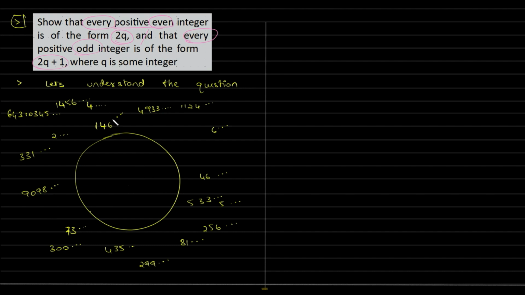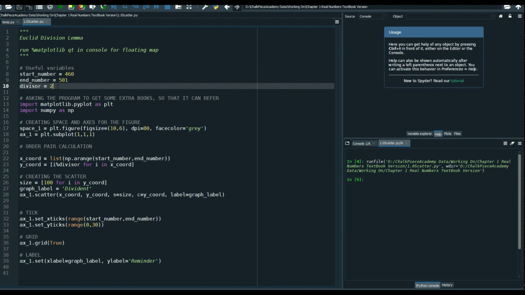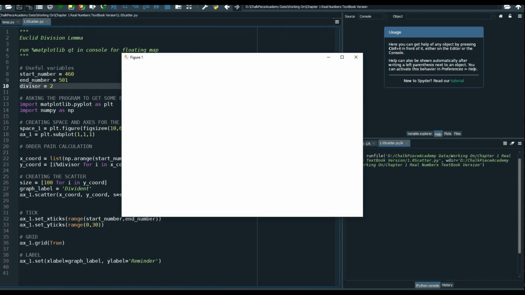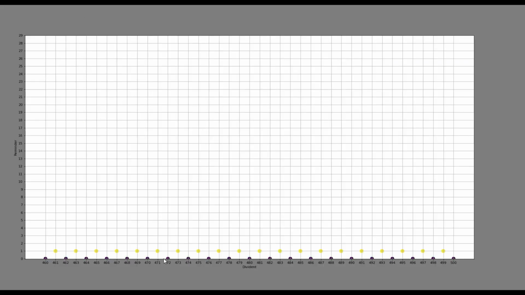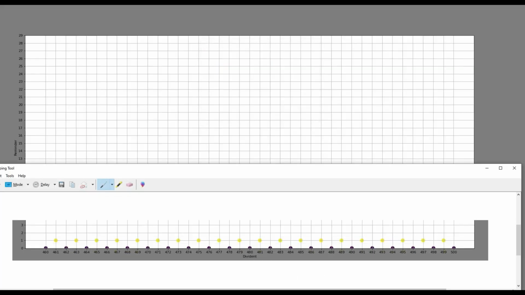So let's understand this question before we answer it. What are they telling? To understand that, we will use our program again. Here I have put the divisor to be 2, and I have considered numbers from 460 to 500. If I execute this, the program will give me the respective remainders, and let's make an observation based on our output.